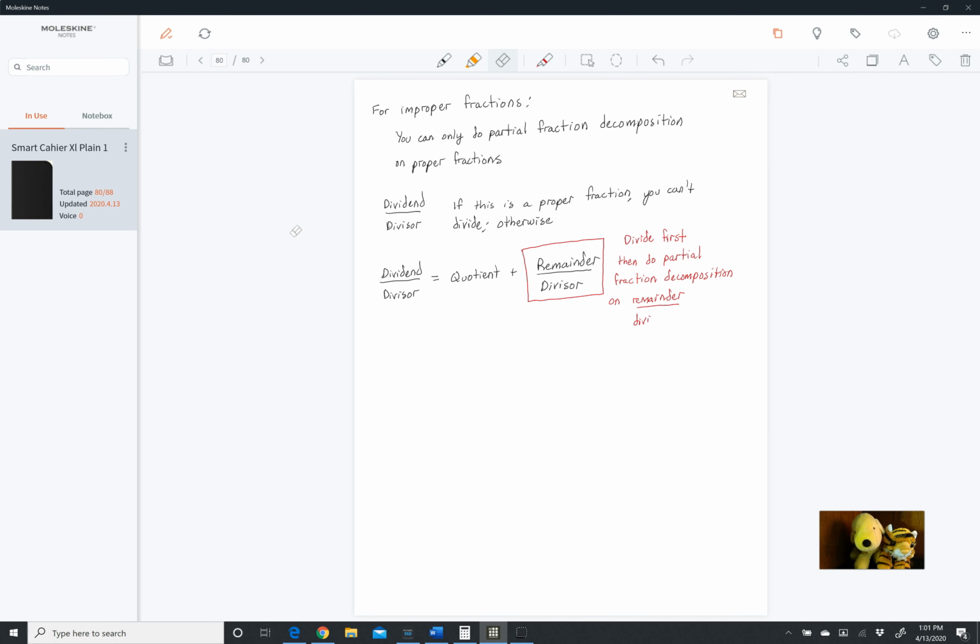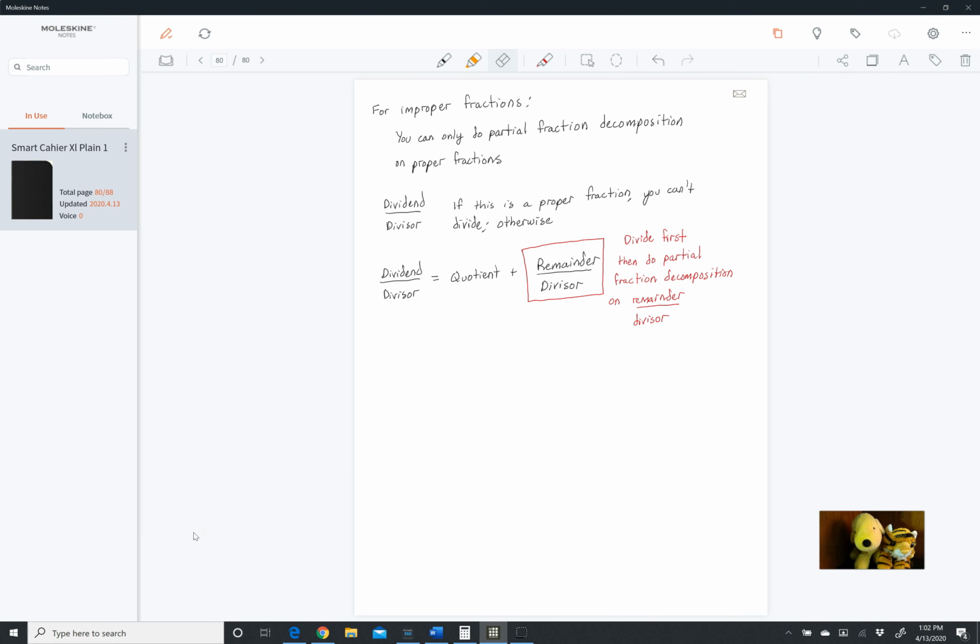Because that has to be proper. Okay? If you remember, we know we're done when the degree of the divisor is greater than the degree of the remainder. That's how we know when we're done with division. Okay, so we do long division first. It's usually going to be long division. Okay, you would do your long division first, and then you take your remainder over your divisor, and you do partial fraction decomposition on that. Okay, and that's it for partial fraction decomposition.